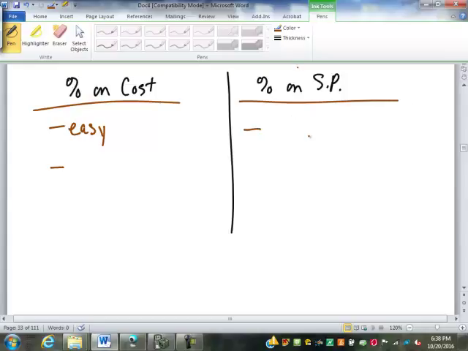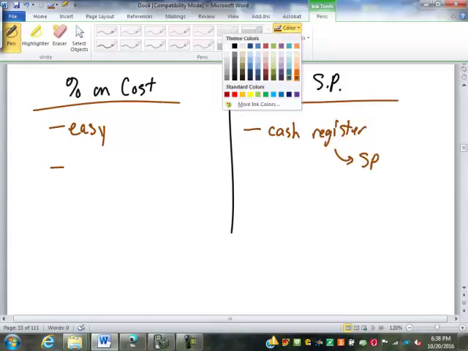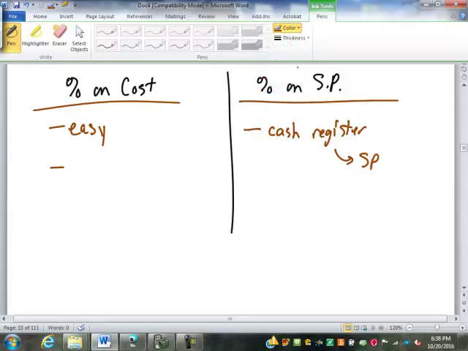Why would you want to have a percent on selling price? Well, at the end of each day, what information do you have available? Do you have the cost of the stuff you sold that day readily available? No. What do you have readily available? Got the cash register, which is going to register the selling price. So there are reasons why you would want it each way.